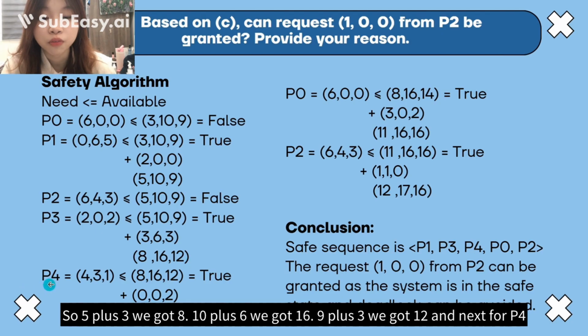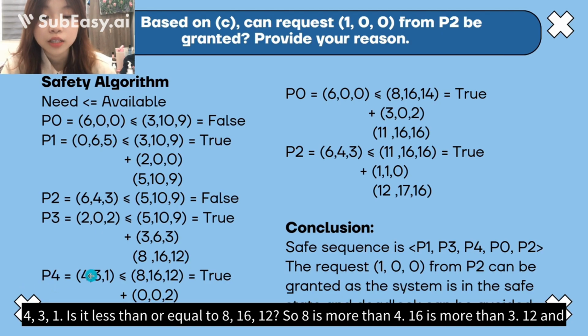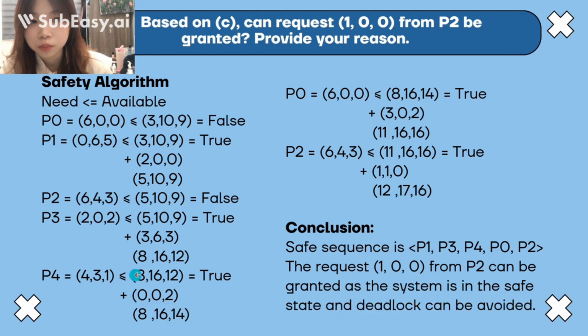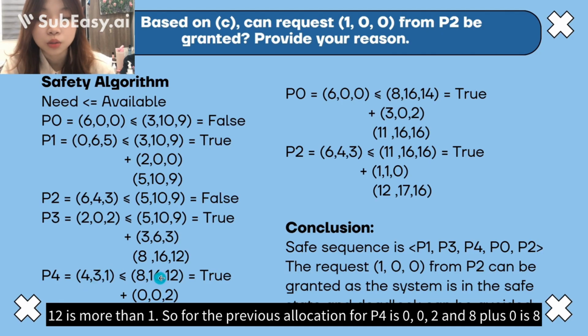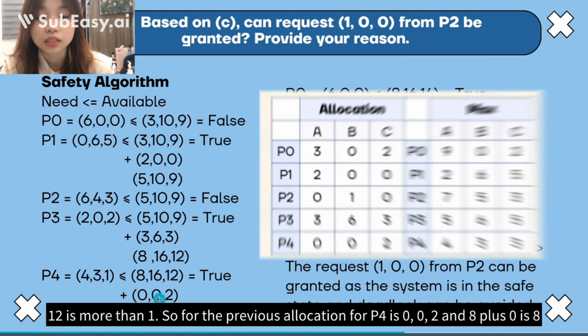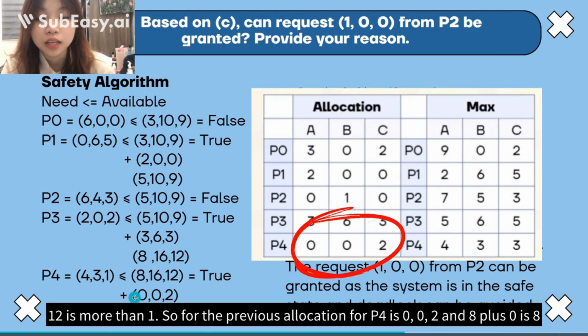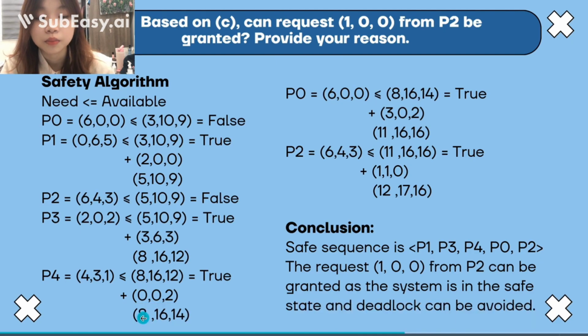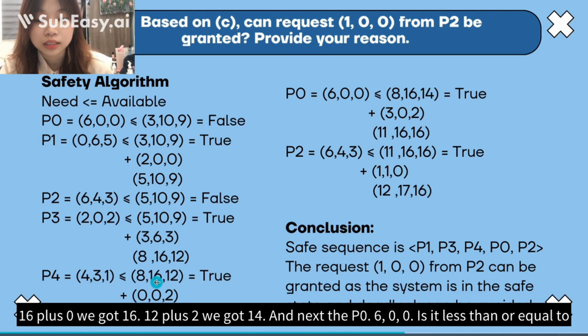And next for P4, 4, 3, 1, is it less than or equal to 8, 16, 12? So 8 is more than 4, 16 is more than 3, and 12 is more than 1. So the previous allocation for P4 is 0, 0, 2, and 8 plus 0 is 8, 16 plus 0 we got 16, 12 plus 2 we got 14.